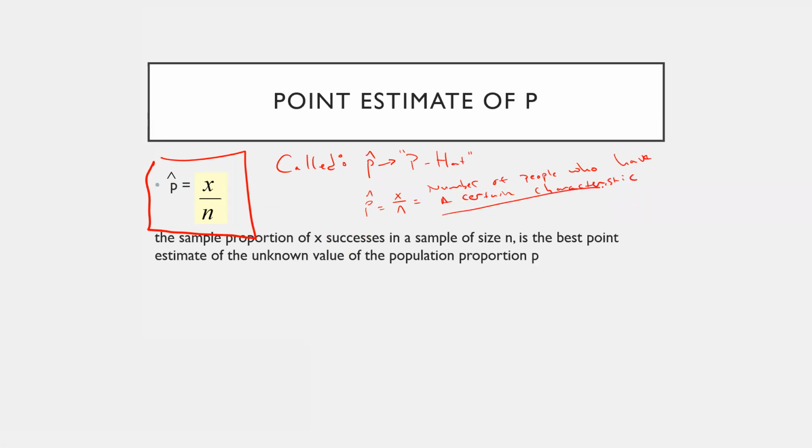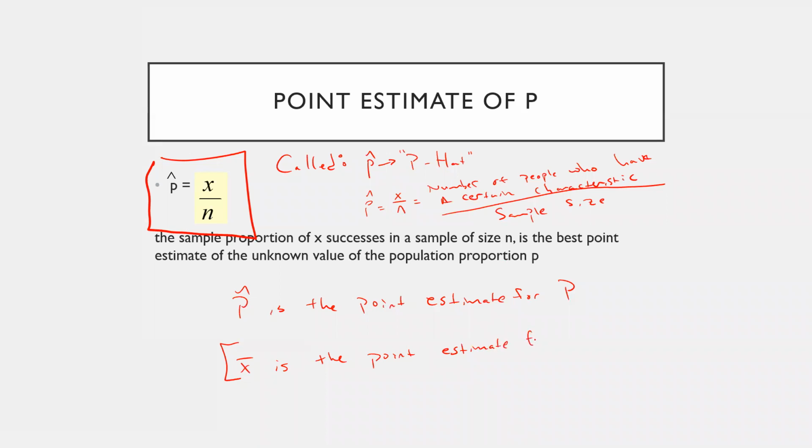And you're going to divide that by N, which is the sample size. Okay. So P hat is the point estimate for some population proportion P. It's just like how X bar is the point estimate for some population mean mu. It's just real simple, P hat here.